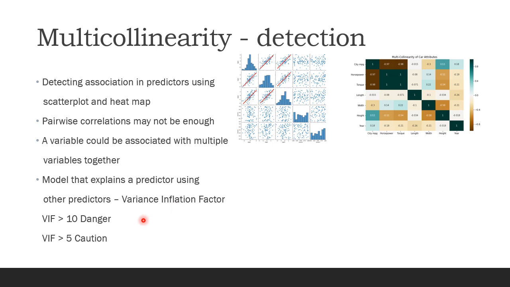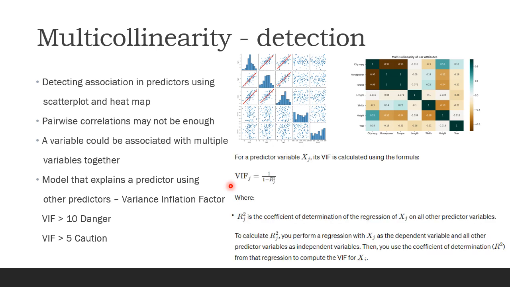We'll come to the formula and interpretation of VIF. Just for understanding this VIF, if its value is greater than 10, it is a danger. That means this is a redundant predictor variable which needs to be removed from our model. It is too related with some other variables. Usually a VIF less than 5 is accepted. Above 5, it's up to the business problem and the use case, but it should be used with caution if it is above 5.